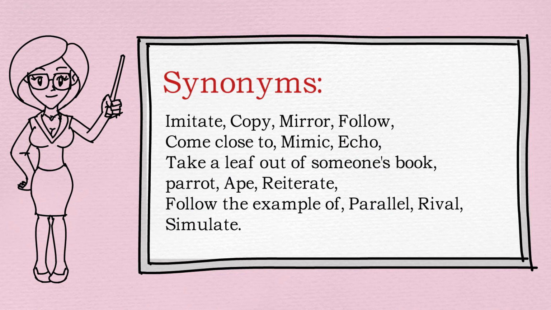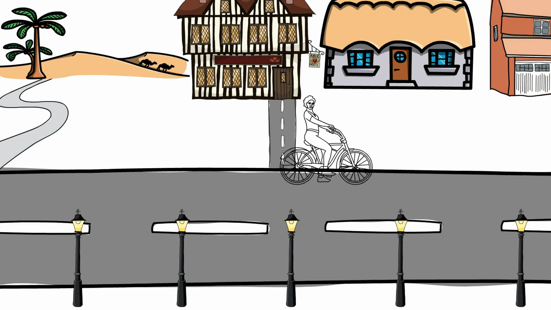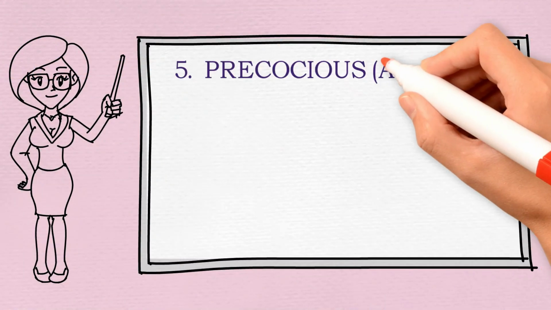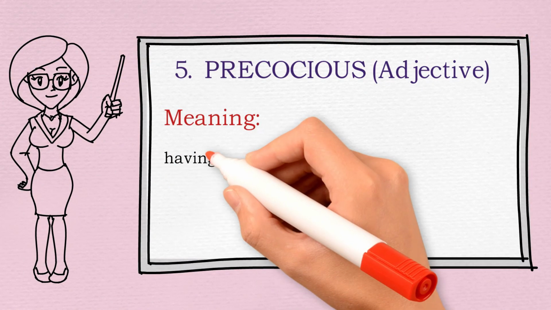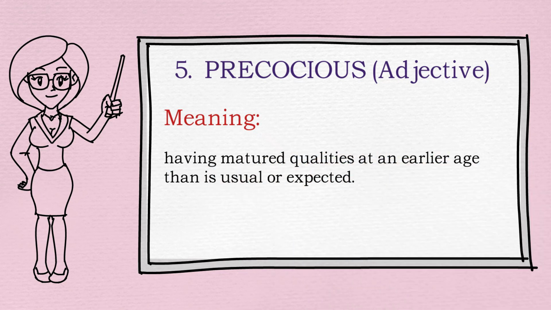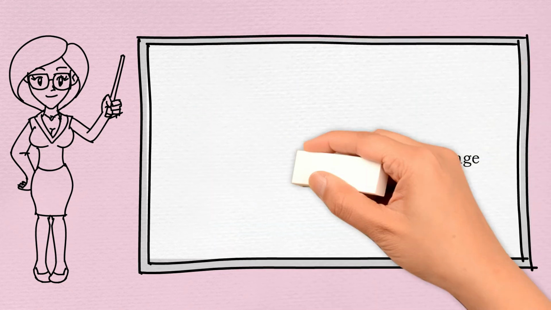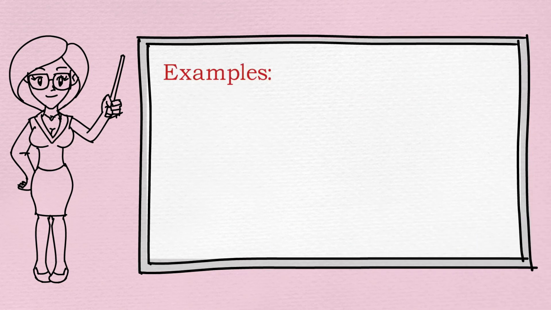come close to, mimic, echo, take a leaf out of someone's book, parrot, ape, reiterate, follow the example of, parallel, rival, simulate. The next word of the day is Precocious. Precocious means having mature qualities at an earlier age than is usual or expected. We'll see an example to understand the word precocious better.